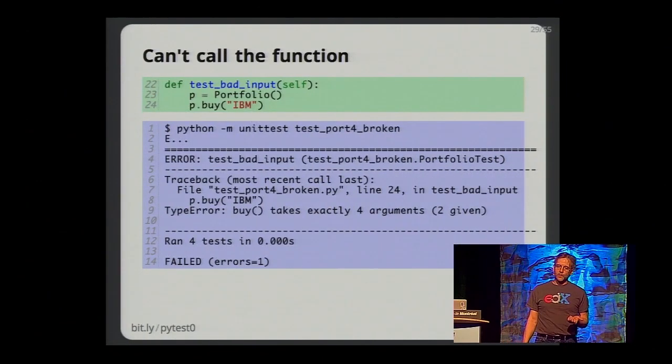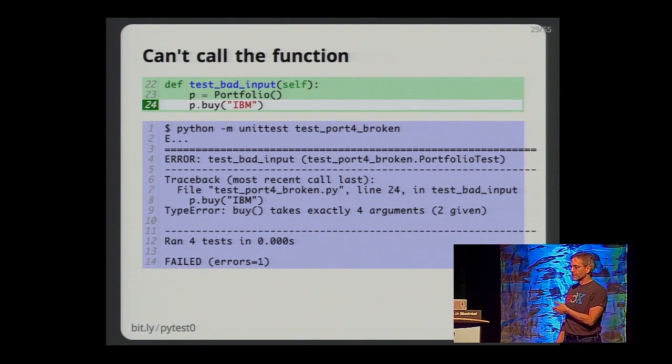By the way, this brings up one tricky thing for beginners, which is negative testing. Let's say you want to call a function or method, and you want to test that it raises the exception you expected. You can't just call the function. Here we are trying to call the buy method with the wrong number of arguments. So it should raise an exception.